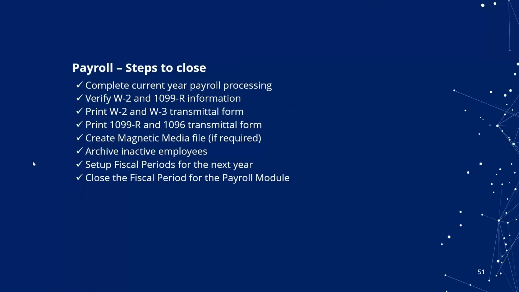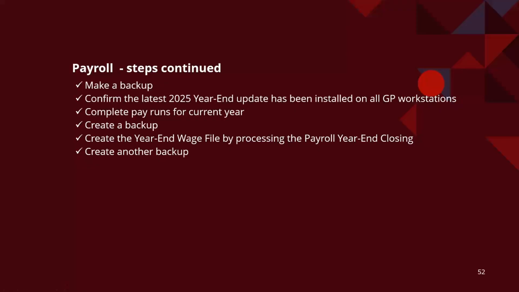So the steps to close is to complete the current year payroll processing, verify W-2 and 1099-R information, print the W-2 and W-3 transmittal form, print your 1099-R and 1096 transmittal form, create the magnetic media file if required, archive any inactive employees, set up fiscal periods for the next year, and then close the fiscal period for the payroll module. Once you've closed the fiscal period, we recommend making a backup, then confirm that the latest 2025 year-end update has been installed on all GP workstations.